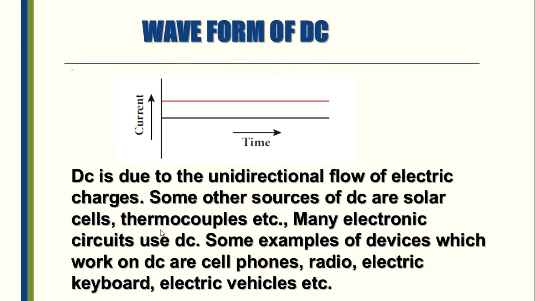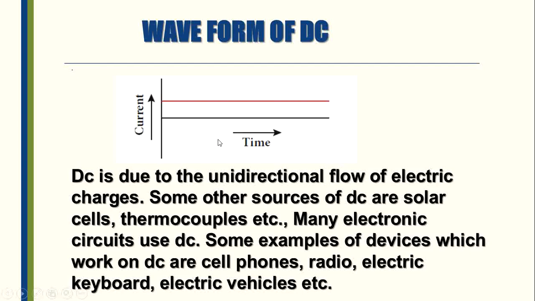Battery is one of the sources of DC current. Direct current is an electric current that is unidirectional, so the flow of charges is always in the same direction. See the diagram. Here the current and time. Here the current flows in the same direction. The current is on the y-axis and time is on the x-axis.